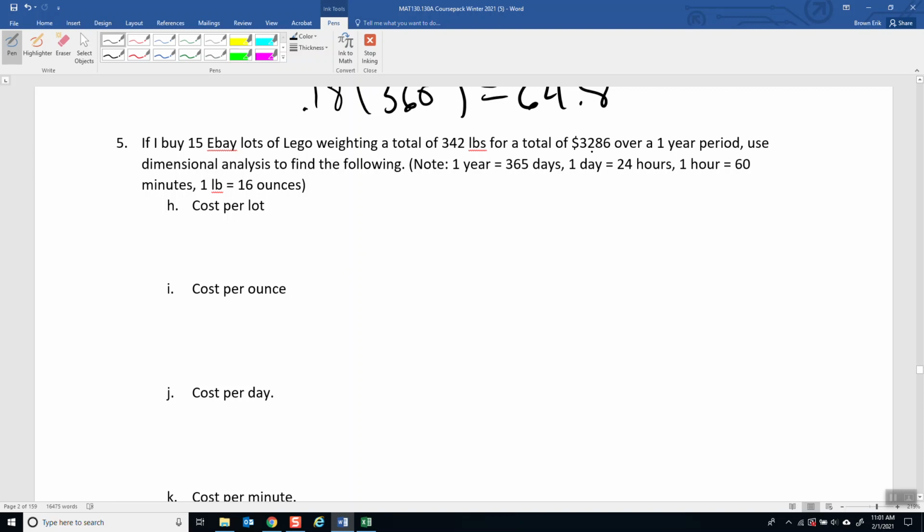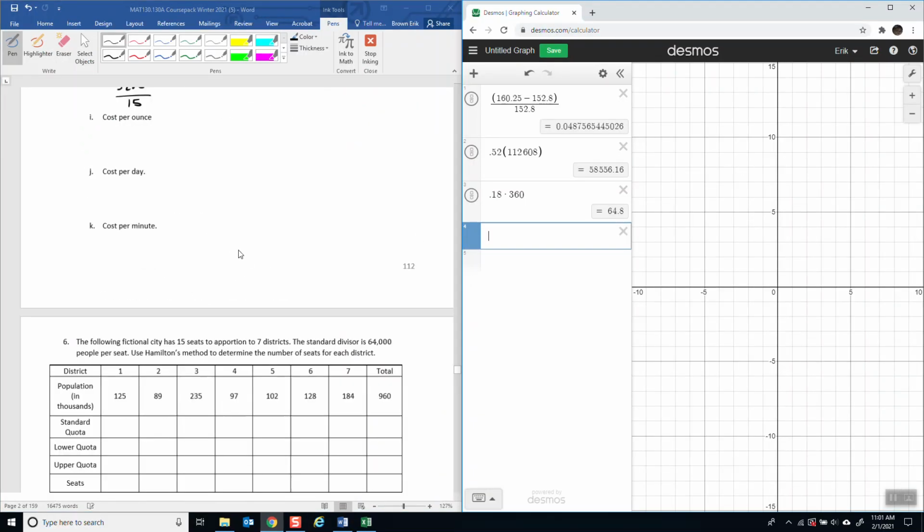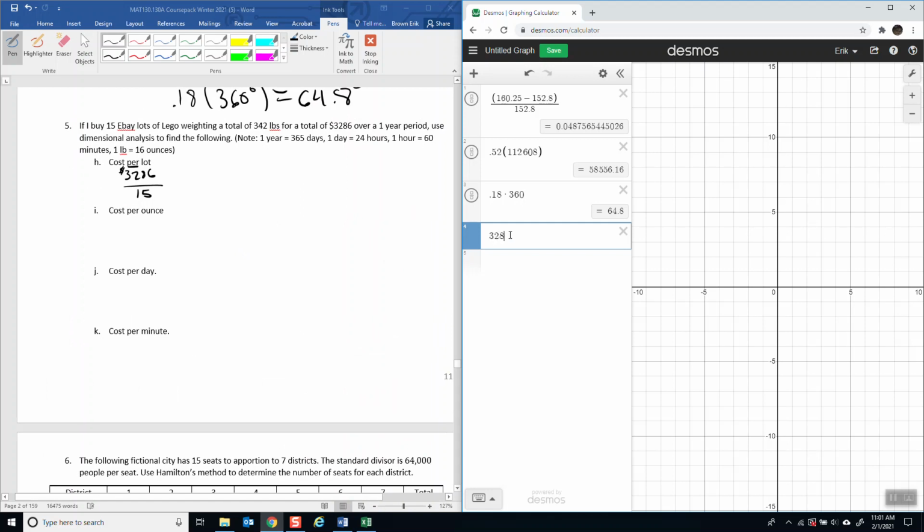Okay, so maybe this isn't dimensional analysis. This is more like a unit rate that we're doing here. So we're going to do 3,286. That's the cost. That's going to go on top, and this per means divide. So we'll put 15 on the bottom. Handy Desmos will get that for us. So 3,286 divided by 15. I'm paying approximately $219.07 per one lot. That's the cost per lot.